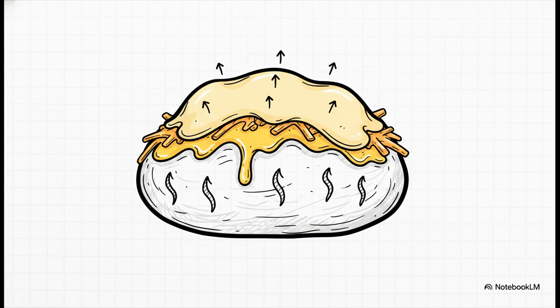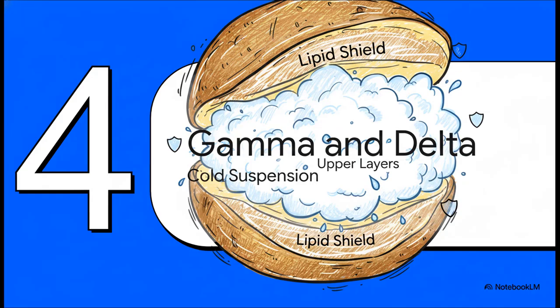As that heat rises, the casein proteins in the cheese completely break down, and those dairy fats just flow together. They interlock seamlessly to form a continuous, impermeable, hydrophobic sheet right over the exposed starch. The base is now entirely sealed off. Moving right along to Section 4, Protocols Gamma and Delta, introducing the upper layers and the cold suspension.